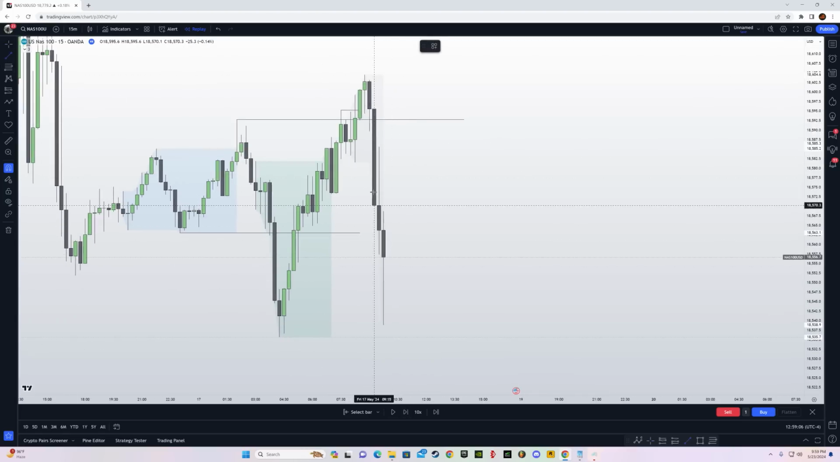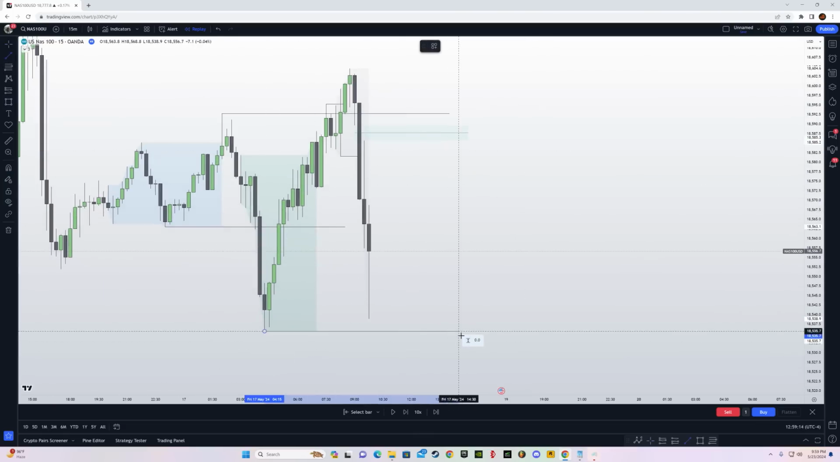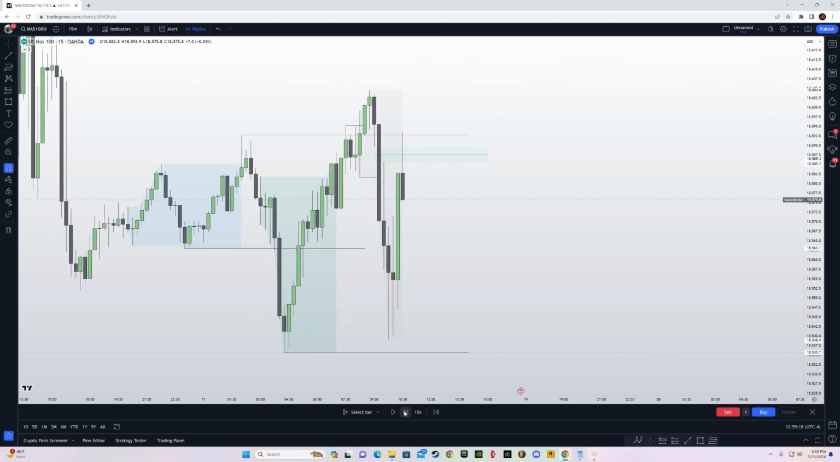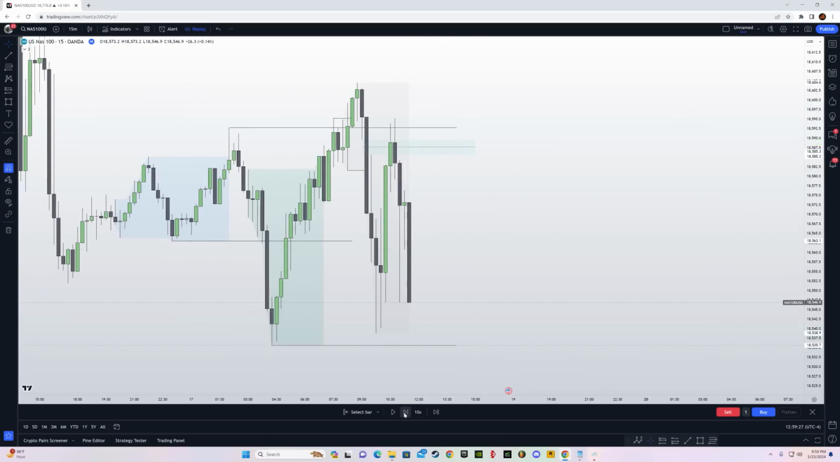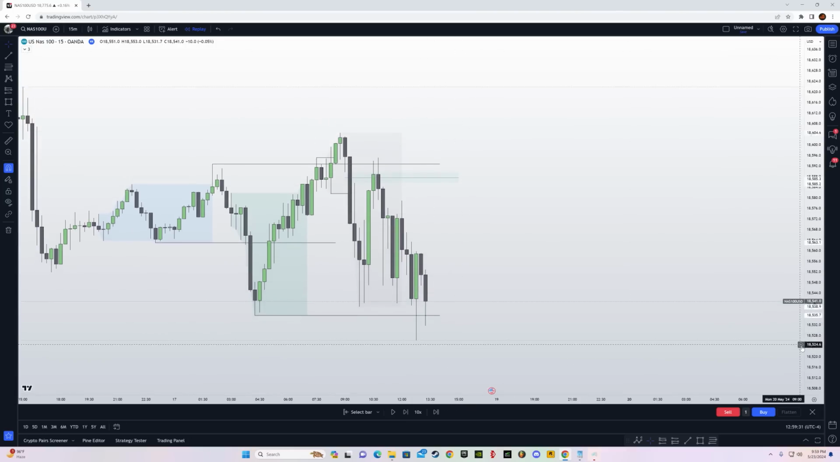Now notice what happened here. We also have a market structure shift, and we have this fair value gap just around here, and our draw on liquidity is still intact. So you're gonna see what happens. Price taps to the retest point, it also goes into the fair value gap, and you're gonna see what happens next. Price hit the take profit level.